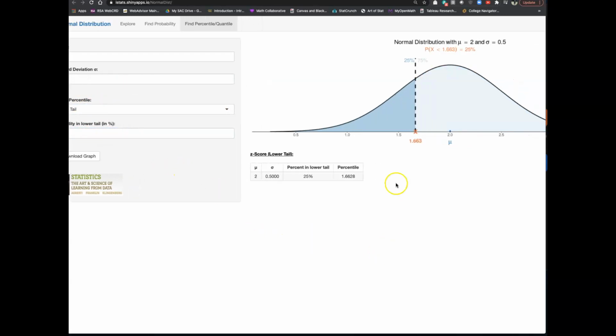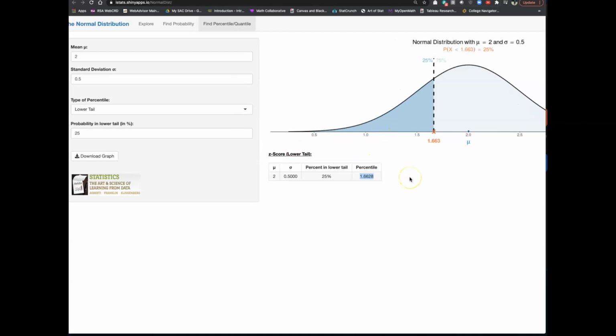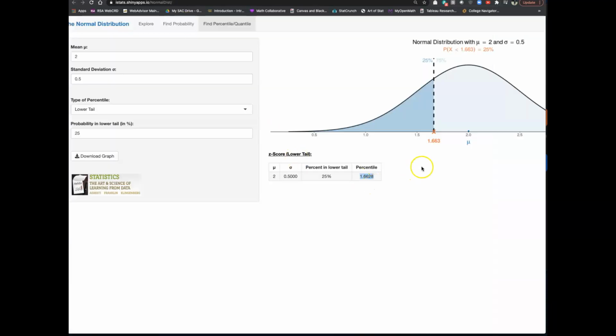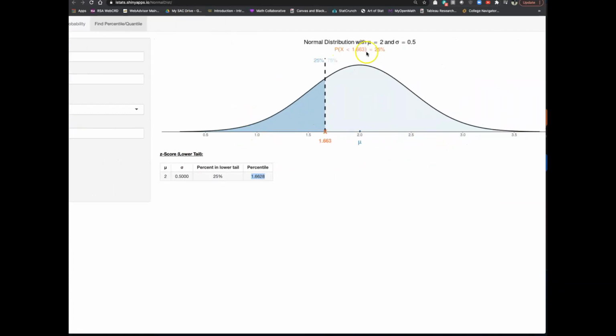And once you do that, you would see you get this value here, which is your X value, right? So it's 1.6628 hours. So the bottom 25% is represented by the value 1.663 hours. It's 25%. We go back to the question here, right? Of the households, those who use the personal computer less than 1.6628 hours. And again, that's based off of the distribution.